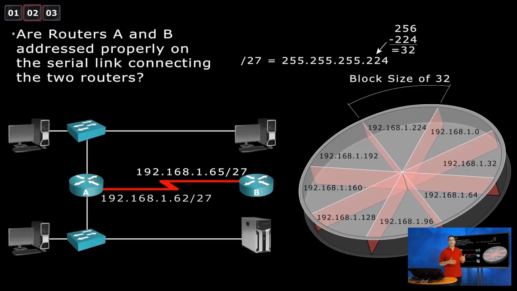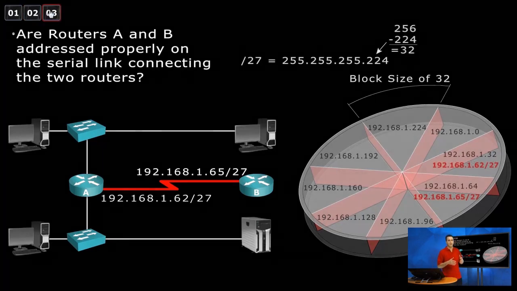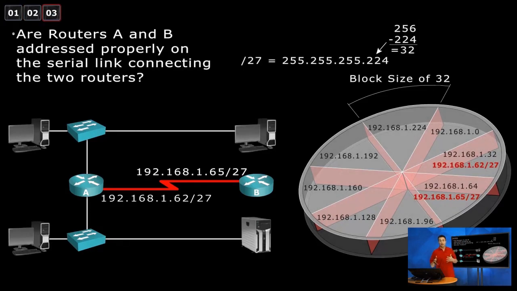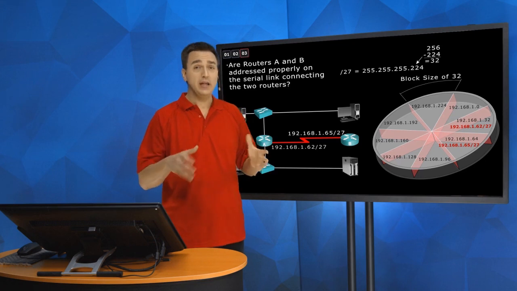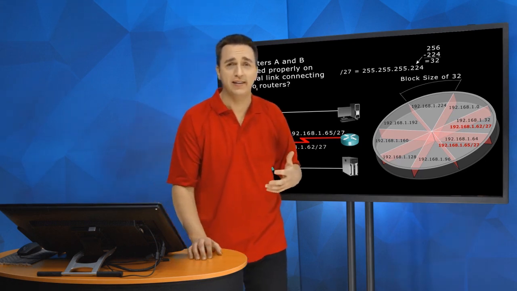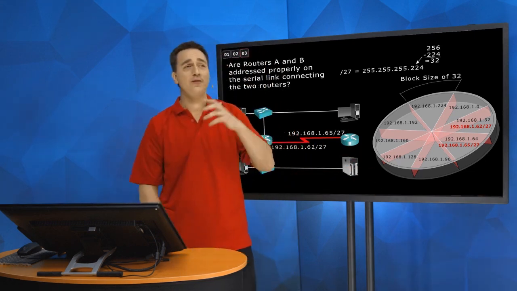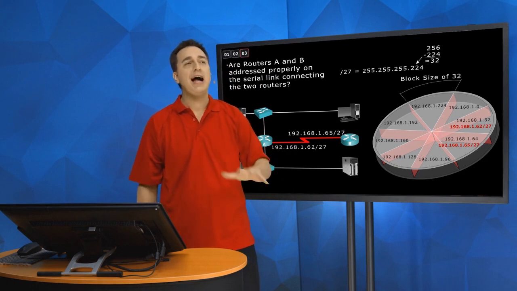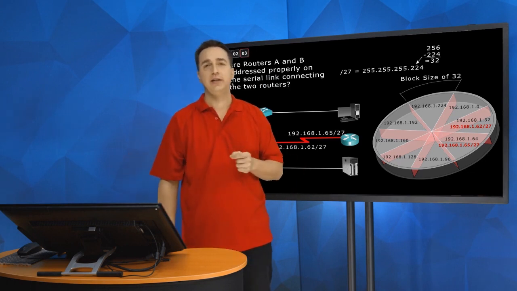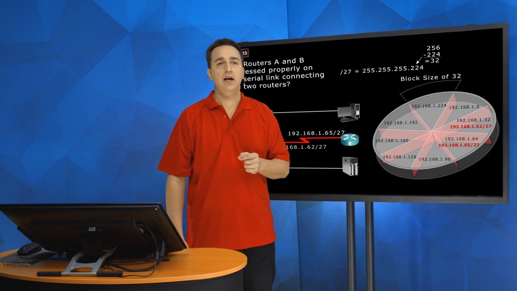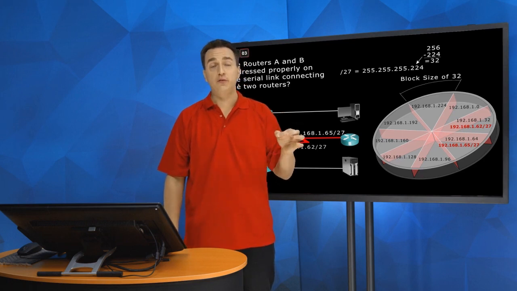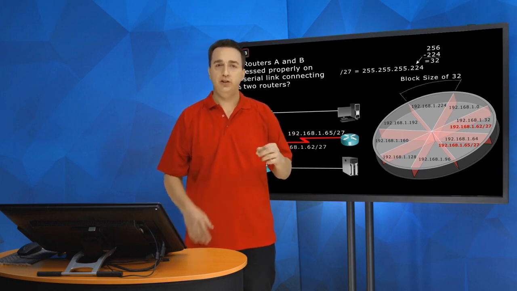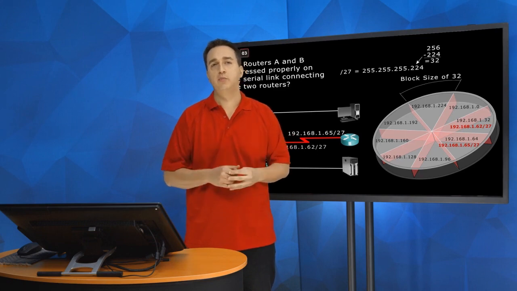And what about .65? Yeah, you can see that now, right? You can see that .65 lives in the .64 subnet. So the answer to this question is no, of course not. Routers A and B are not addressed properly on the serial link connecting them together because they are in 2 different subnets when they should be in the same subnet for proper communication.